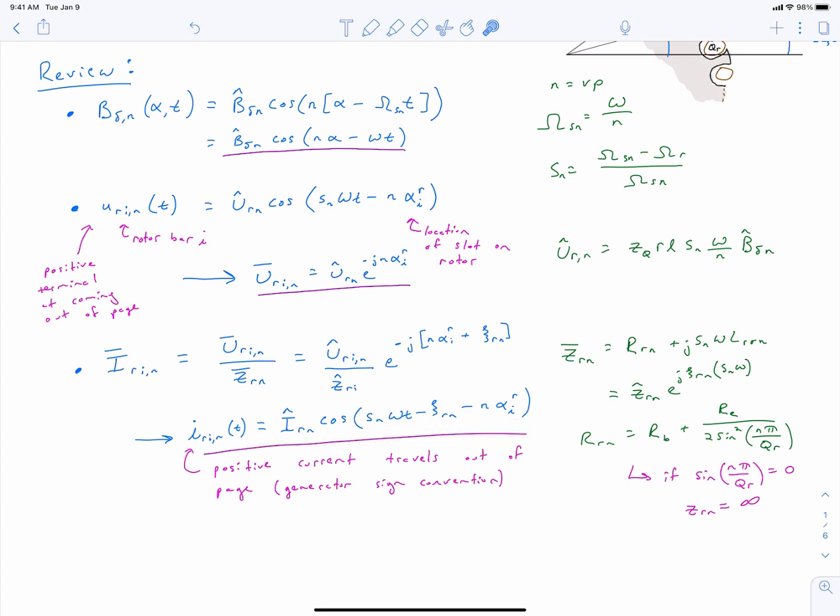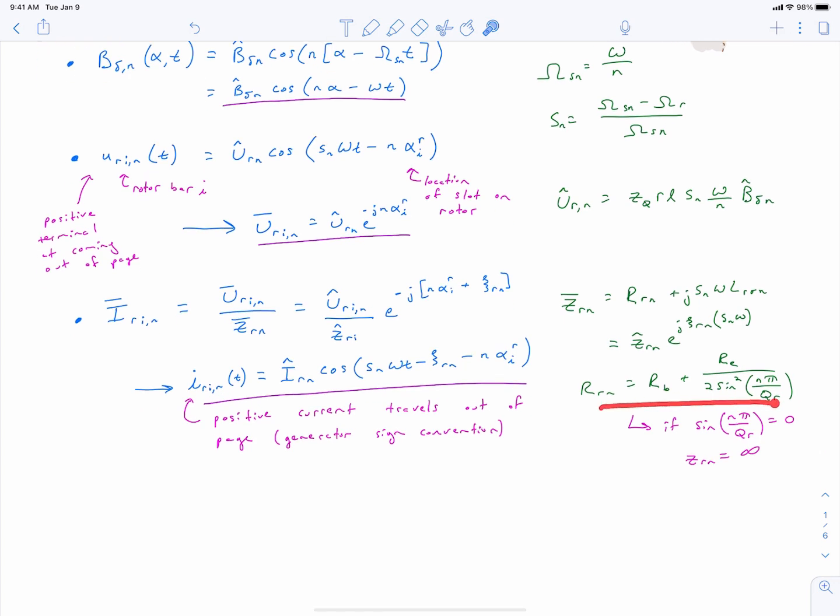And we note that for the rotor current, positive current is assumed to travel out of the page. And that is opposite from the convention that we were using when analyzing stator windings. So this is, again, our choice to use the generator sign convention.